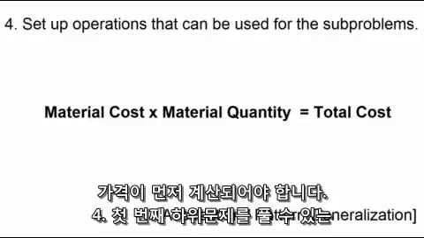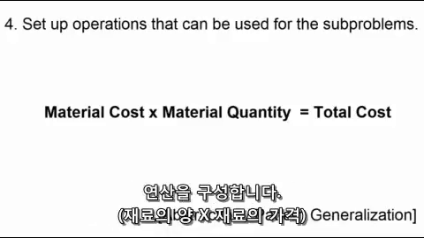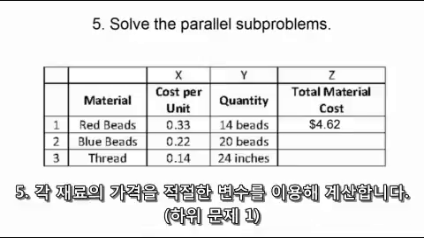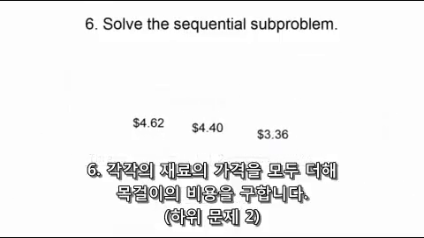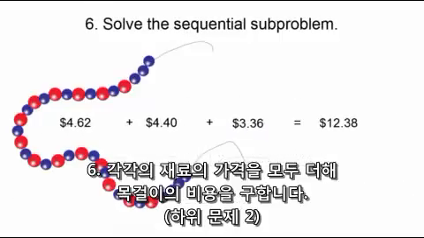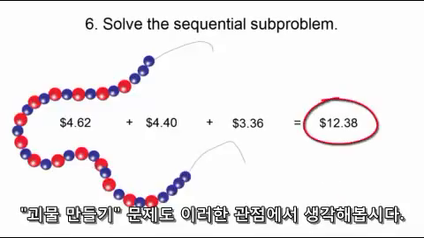4. Set up an operation that can be used for the first subproblems: material quantity times material cost. 5. Calculate the cost for each type of material using the appropriate variables. And 6. Add the costs for each of the three materials together to determine the total cost of the necklace.